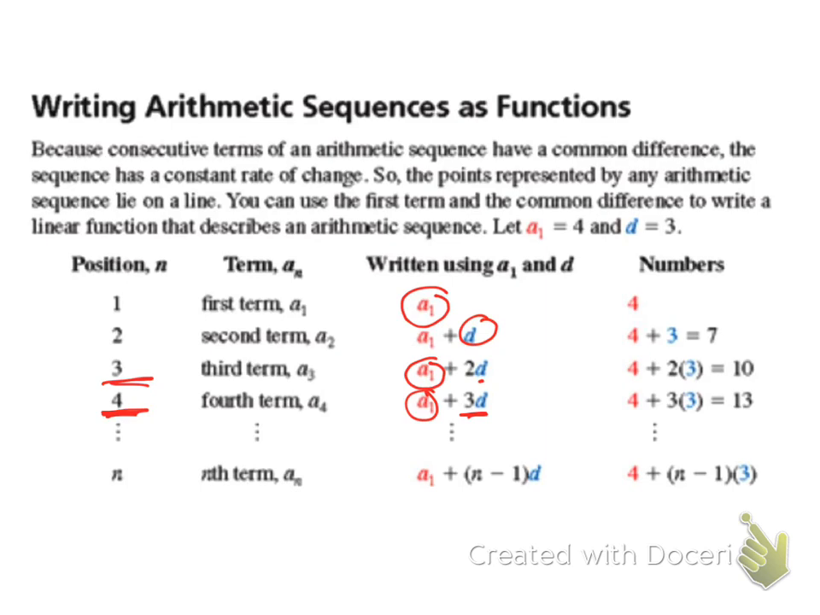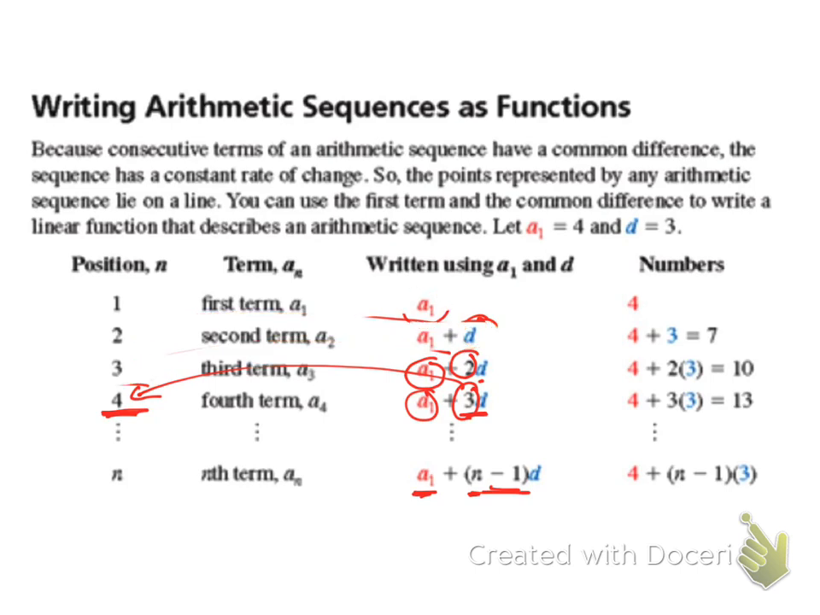Okay, so we have this formula. It's the first term plus the term number minus 1, right? Isn't this minus 1? Isn't 2 the second difference minus 1 here? And this 1 difference minus 1 here? You guys with me? Yeah.